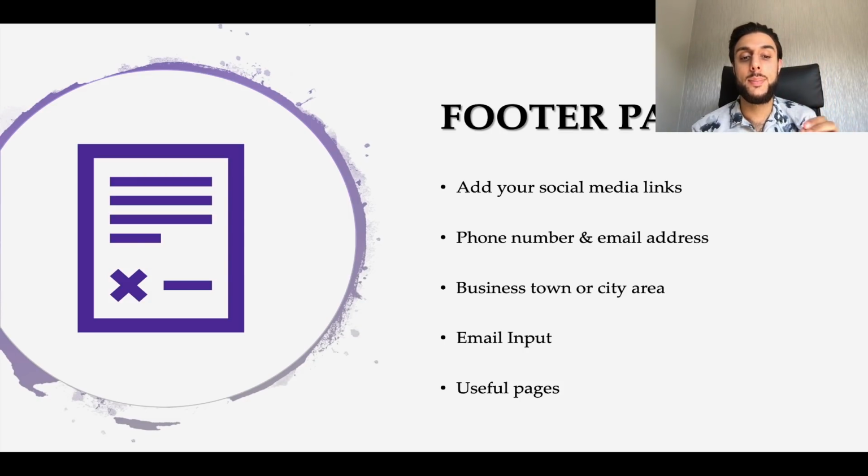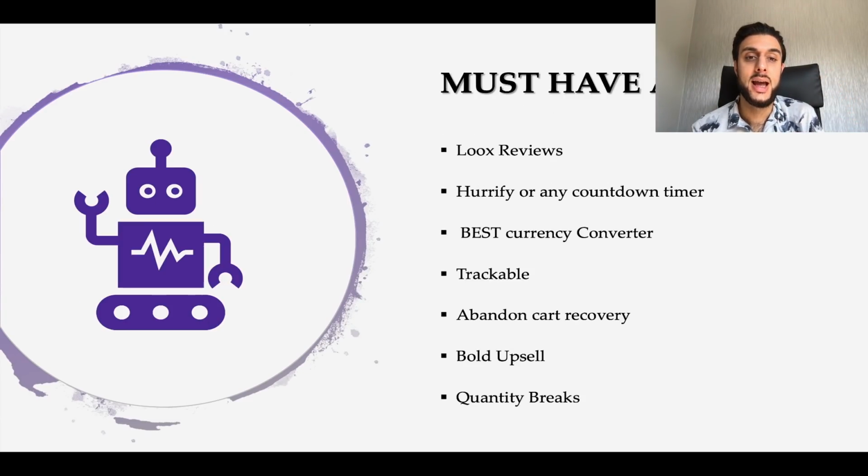You're also going to want an email input on the bottom of your footer, so where they add their email. So for example, it might say sign up to our email list to receive our latest deals. You're going to want one of those to create your email campaigns. You're also going to want your useful pages. So it'll say useful pages, and then it'll have all the links, so like your Contact Us page, your About Us page, your product page, stuff like that. So those are the ones that you're going to want in your footer. Very, very important, guys. Now, the must-have apps for your one product store.